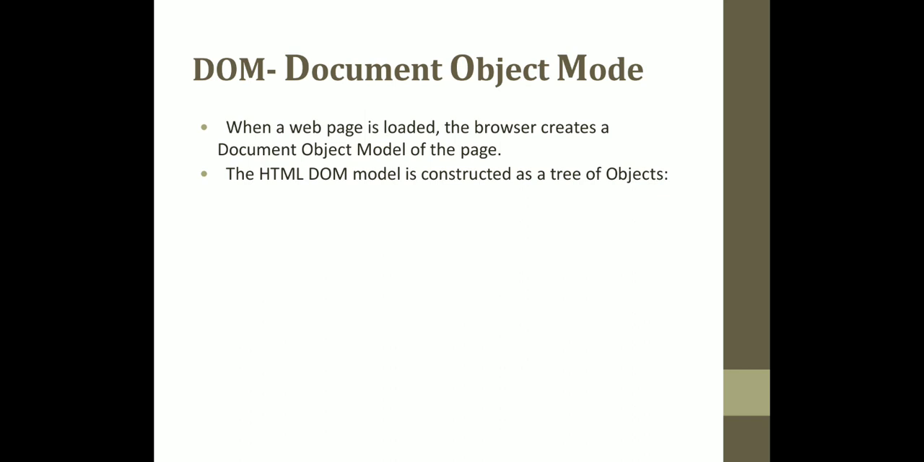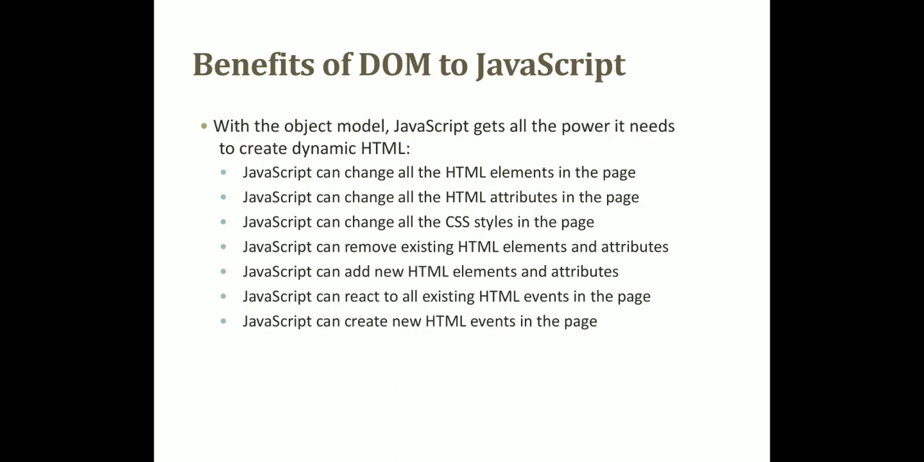So the document object model is the method by which content of a document is accessed and modified in a web document, and the organization of objects is implemented in a hierarchical structure. So we can say, as benefits of the document object model to JavaScript, with the object model, JavaScript gets all the power that it needs to create dynamic HTML. Okay, and it can change all HTML elements in the page.